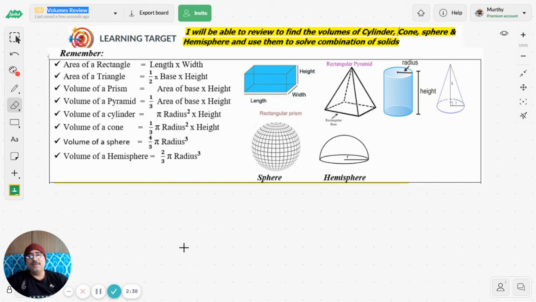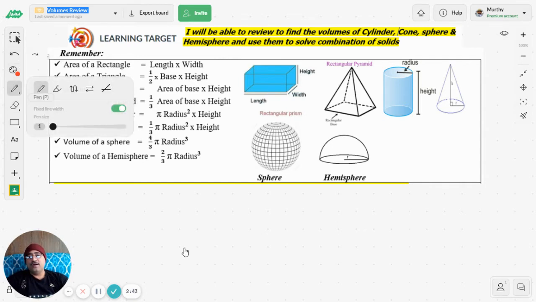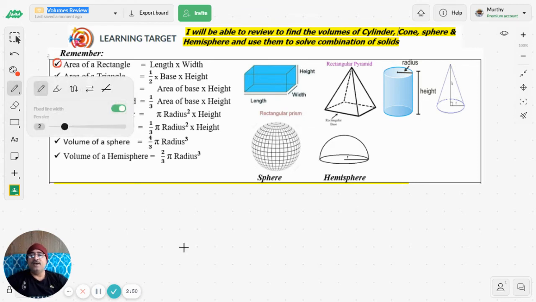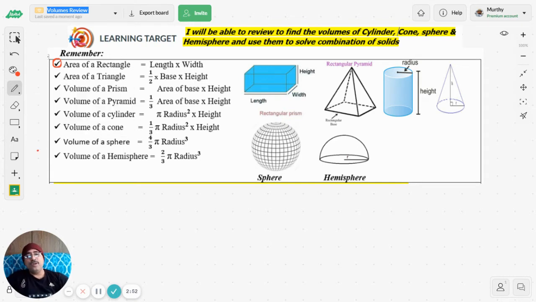The first one is area of rectangle. You know the formula for finding the area of a rectangle, but why did I mention it? Because when you are computing the volume of a prism or a pyramid, the bases may be in the shape of a square, rectangle or triangle, and you may have to use these. Area of triangle is half times base times height.